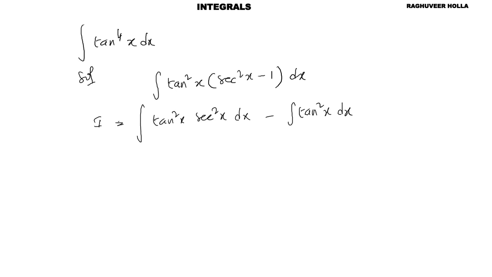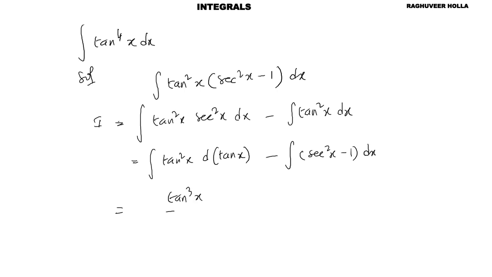So this would be integral tan square x, and secant square x is again a d of tan x, minus integral secant square x minus 1 into dx, right? This is equal to tan cube x by 3, and minus tan x plus x, and plus c. So this is the solution. Okay, so let us move on to the next one.